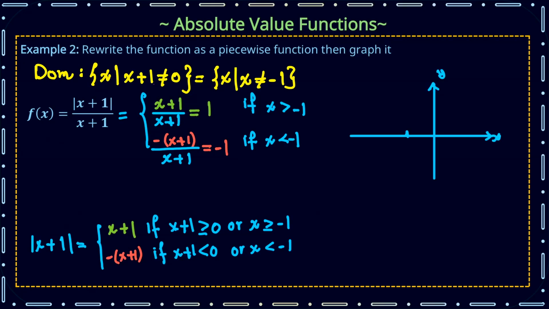Here is -1. What this is saying is that if x is greater than -1, that would be over this interval, then the value of y is always going to be 1. So over that interval, we are going to draw the horizontal line y equal to 1. Notice that this is a hole because -1 is not included in the domain. And when x is less than -1 over this interval, we get y equal to -1, the horizontal line at -1.